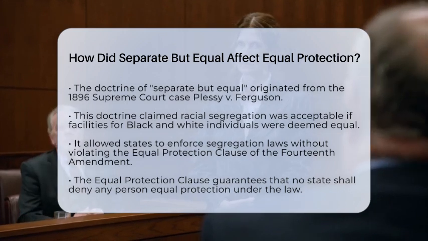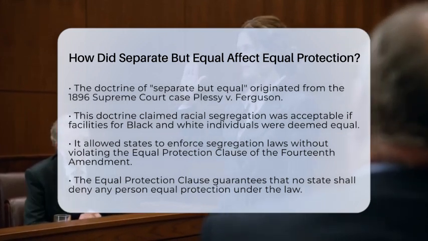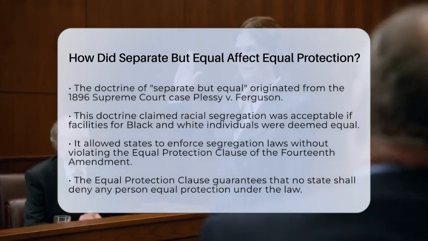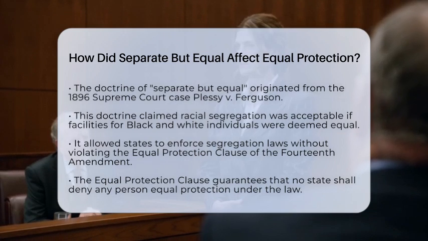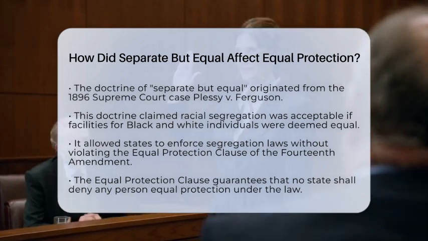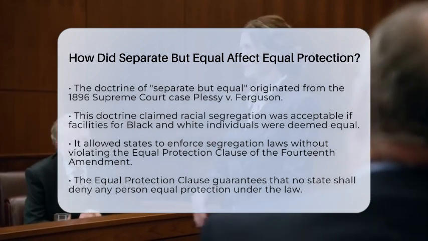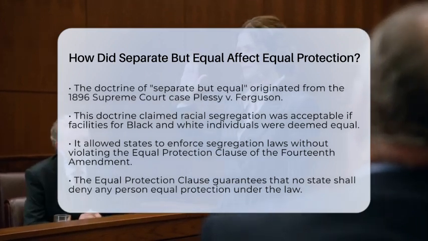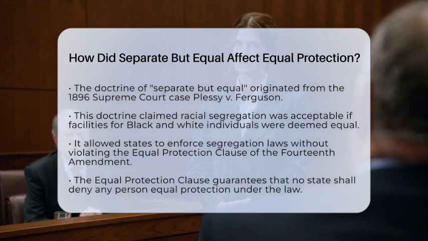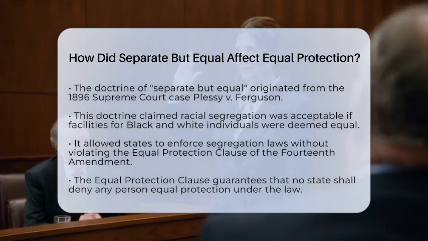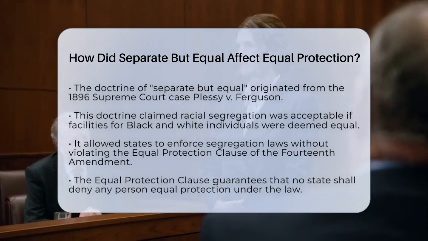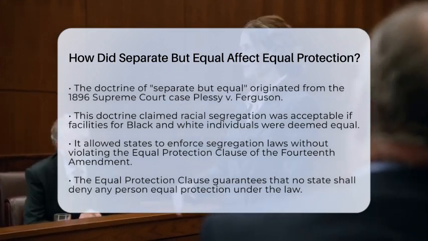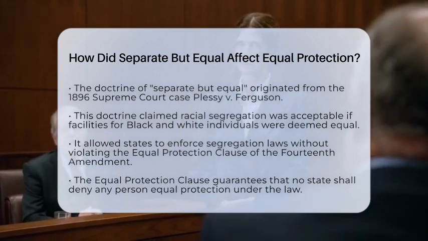Established by the United States Supreme Court in the 1896 case Plessy v. Ferguson, this doctrine claimed that racial segregation was acceptable as long as the separate facilities for black and white individuals were supposedly equal. This ruling allowed states to enforce segregation laws without violating the Equal Protection Clause of the 14th Amendment. This clause guarantees that no state shall deny any person equal protection under the law.